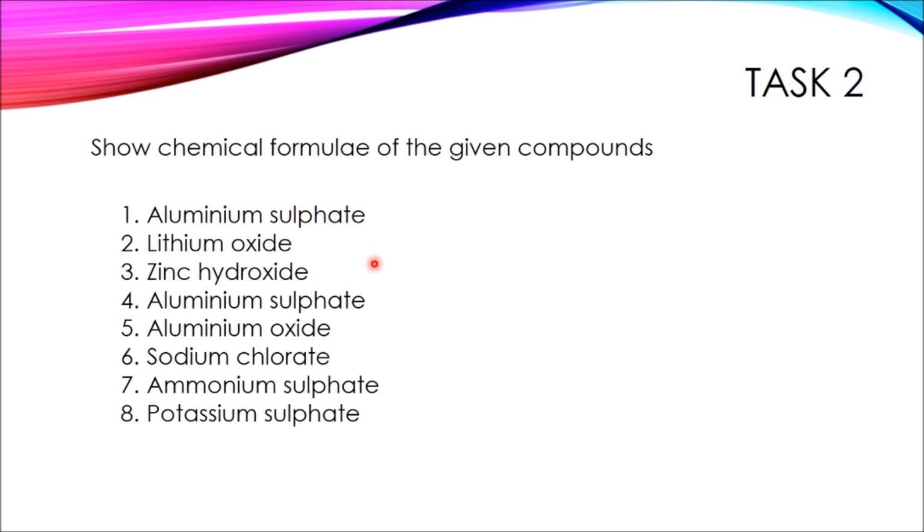Lithium oxide. Lithium is Li. Li belongs to group 1. The charge on lithium is 1 plus. Oxide is oxygen. Oxygen has a charge of 2 minus. So once you write Li 1 plus and O 2 minus, you are going to make the formula by following the same steps.